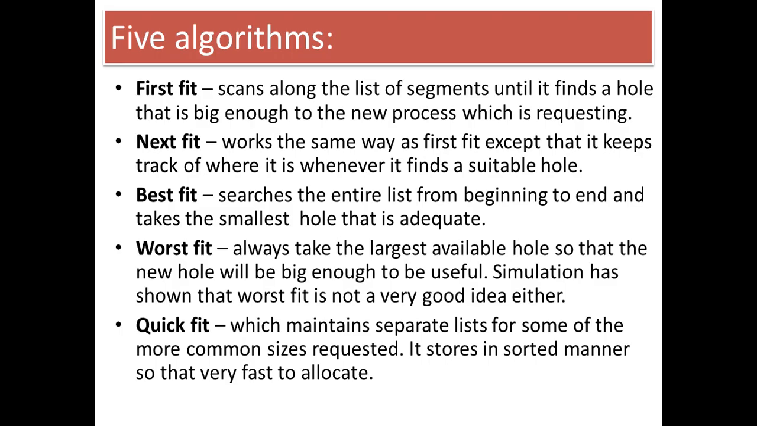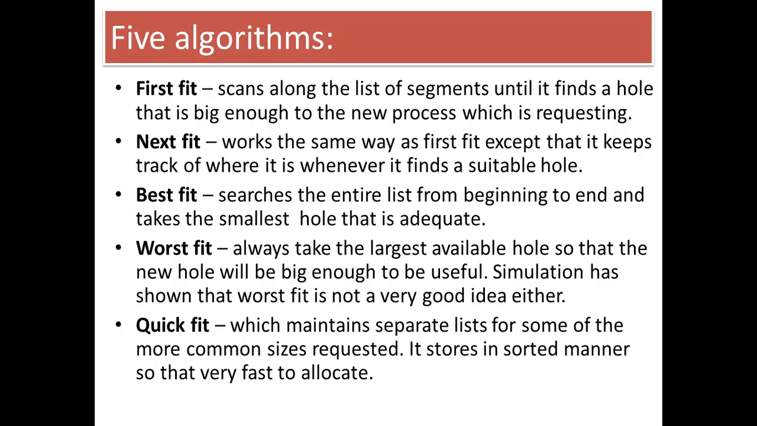The difference from best fit is that the working strategy is the same, because it also searches for the hole to allocate to the given process. But in best fit, it's simply searching, whereas in quick fit it knows where the hole is. So compared to best fit, quick fit allocates very fast.